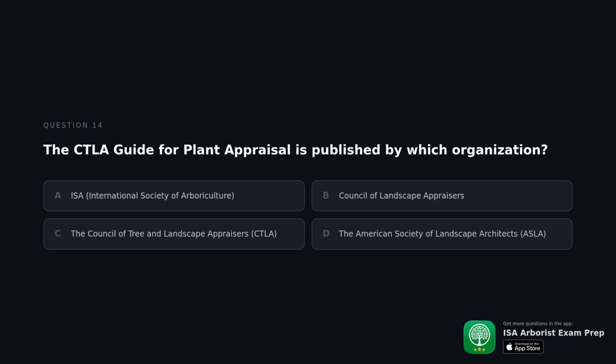The CTLA Guide for Plant Appraisal is published by which organization? A. ISA, International Society of Arboriculture. B. Council of Landscape Appraisers. C. The Council of Tree and Landscape Appraisers, CTLA. D. The American Society of Landscape Architects, ASLA.